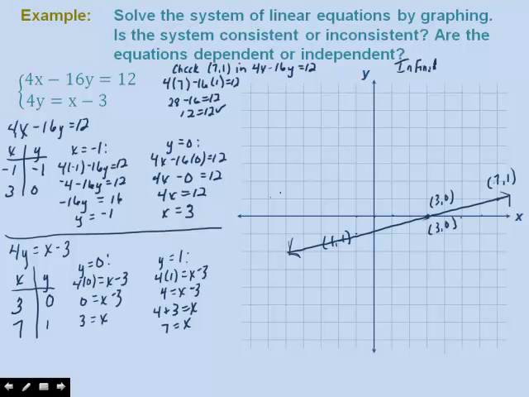So for this one, we have actually an infinite number of solutions. Any point on the graph of the line would be a solution for both of these equations. Now, since we did find at least one solution, our system is still consistent. But since our two equations represented the same line, that means that our equations are dependent.